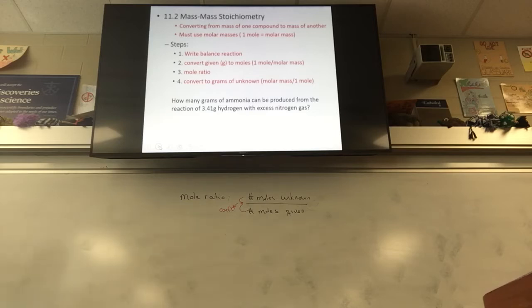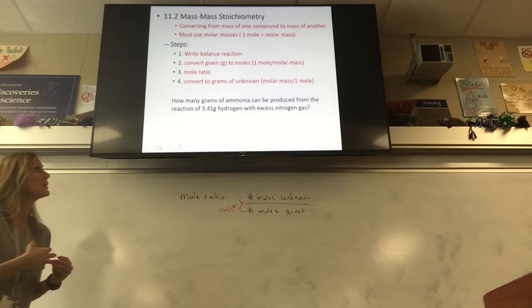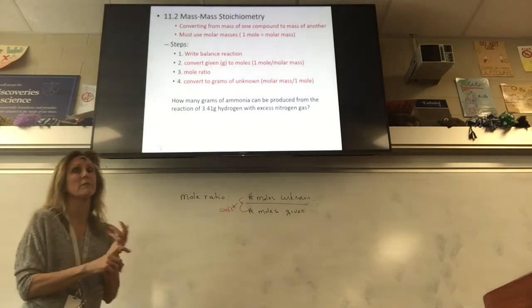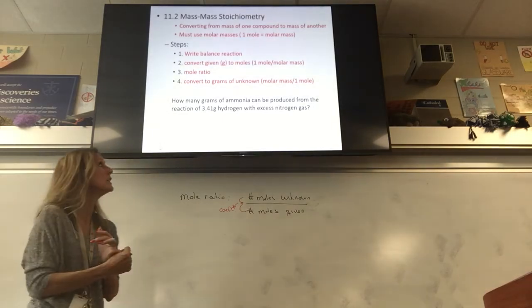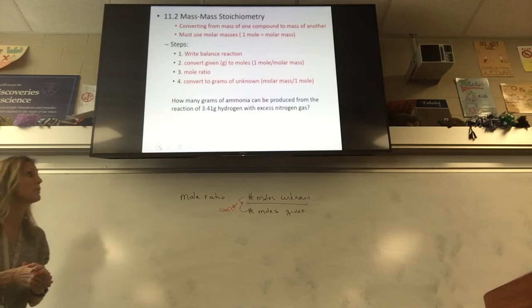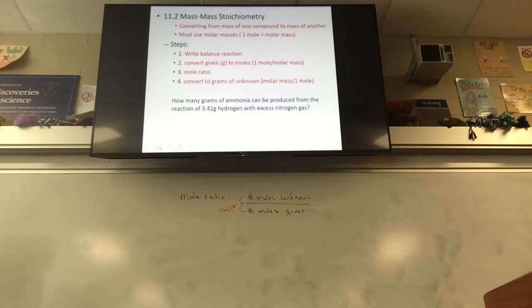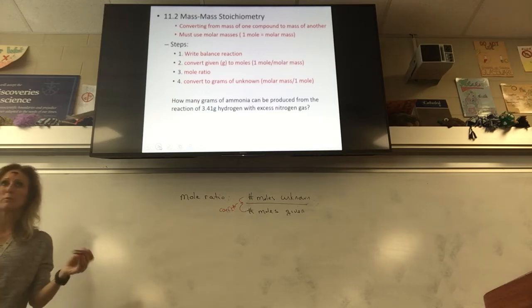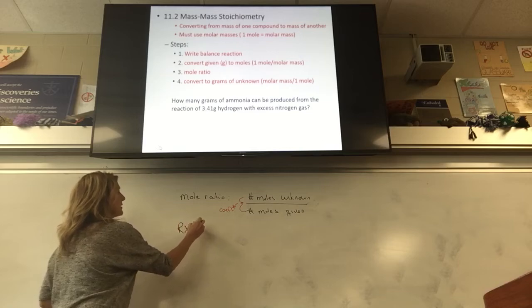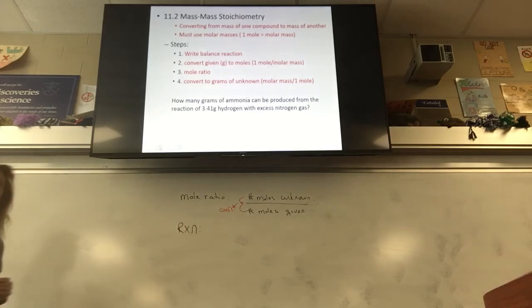So here we have trying to figure out how many grams of ammonia, which if this were on a test or quiz, I would give you this formula. Ammonia is NH3, or nitrogen trihydride is the official name for it. Can be produced from the reaction of 3.41 grams of hydrogen and excess nitrogen gas. And it doesn't really matter what the states of matter are. Don't worry about that. If it tells you that, great. If not, it's no big deal. What matters most is that you get the reaction written out and balanced correctly.